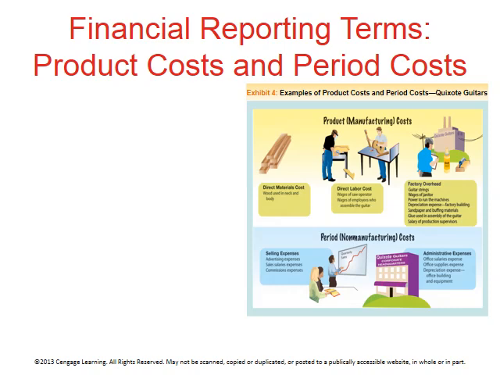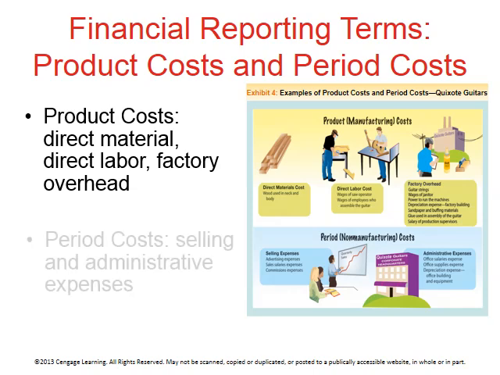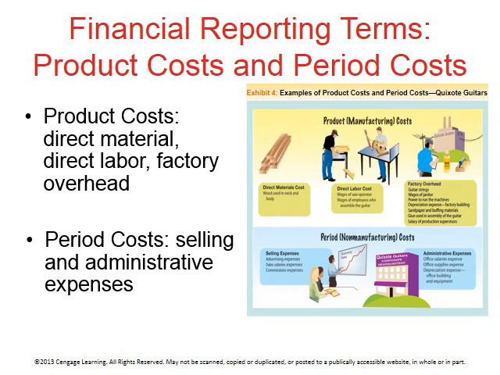And now we have another set of terms. We have product costs and period costs. So product cost would be your direct material, your direct labor, and your factory overhead. Period costs are selling and administrative expenses.